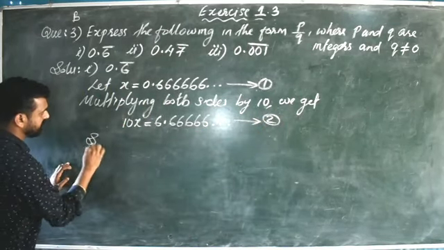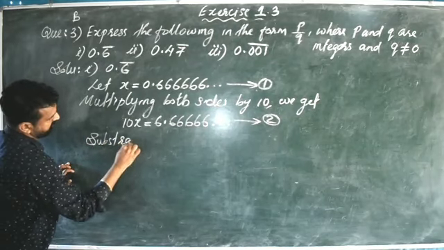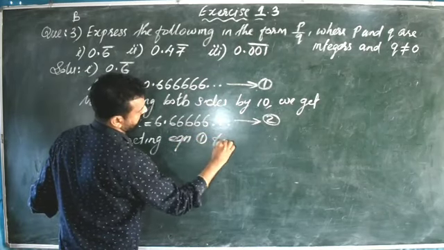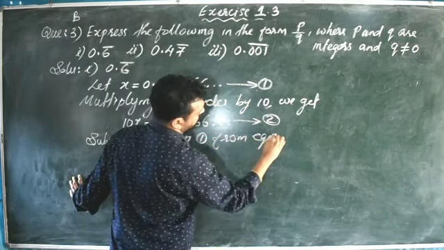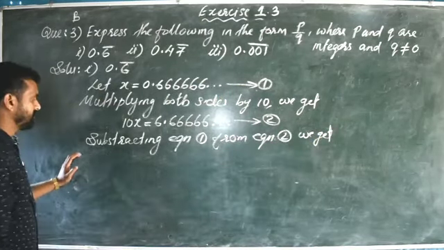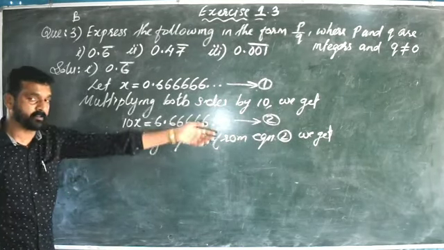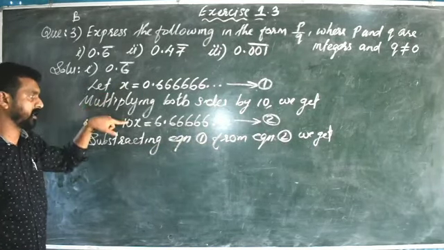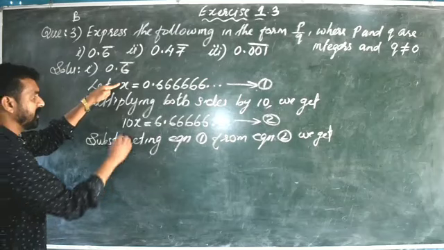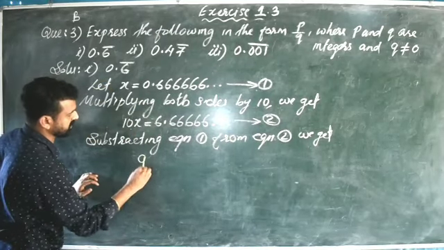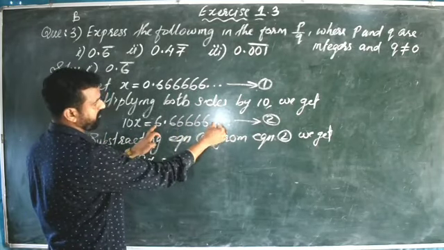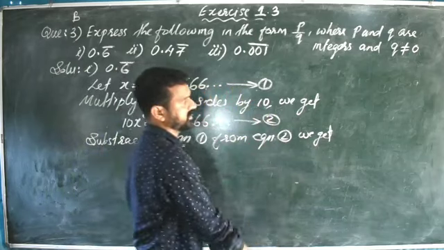Now subtracting equation 1 from equation 2, we get, what will we get? Equation 1 we have to subtract from equation 2. That means it will come 10x minus x. 10x minus x is equal to, what is the answer? 9x is equal to 6.6666 etc. minus 0.6666 etc. Subtract it here.